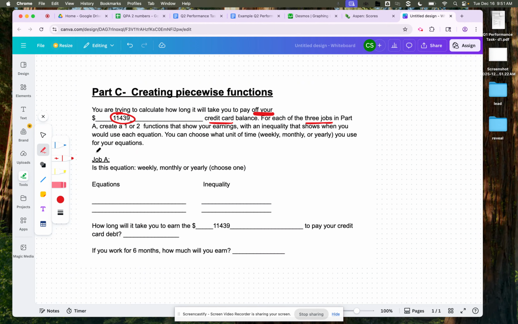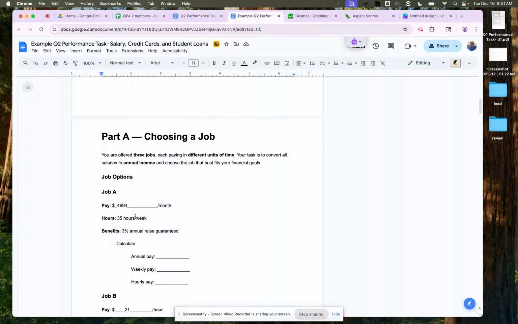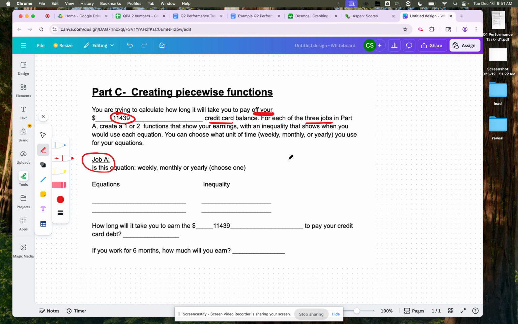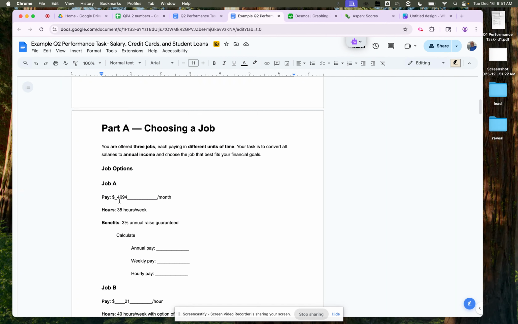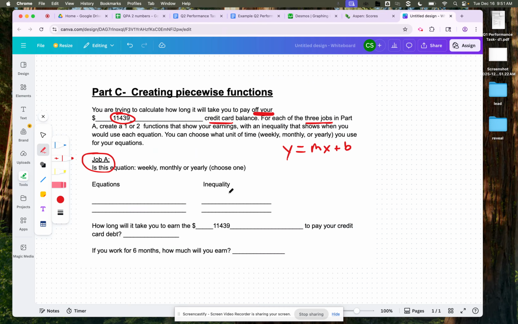All right, so this is referring to job A. So I'm going back to my job A, and I'm looking at it, and I'm going to make an equation. Remember, our equation should be based in y equals mx plus b. And so for job A, I'm getting paid per month. All right. And so I need to figure out my salary.